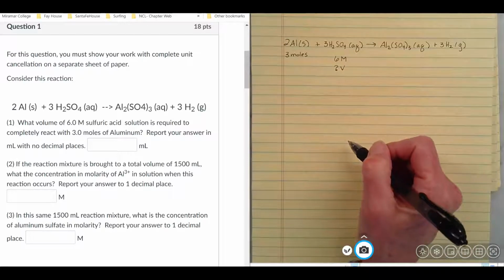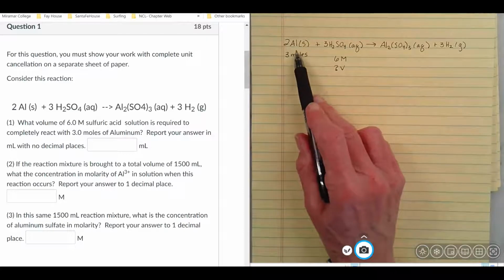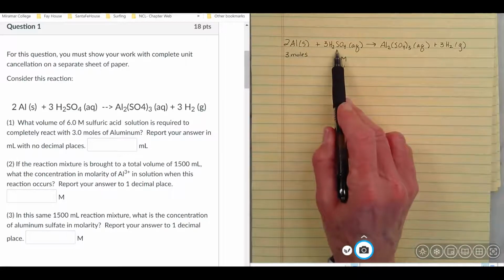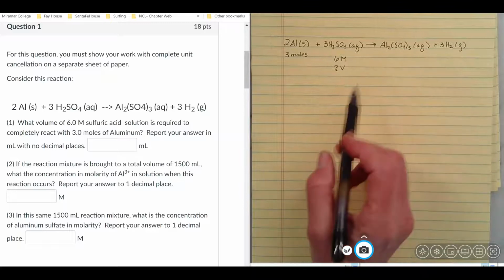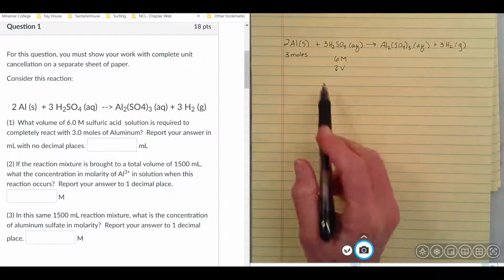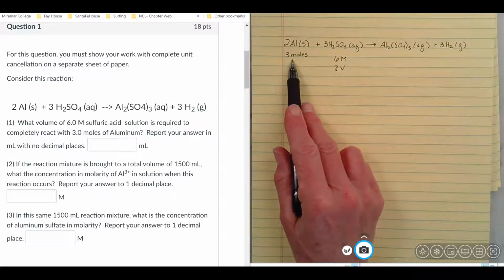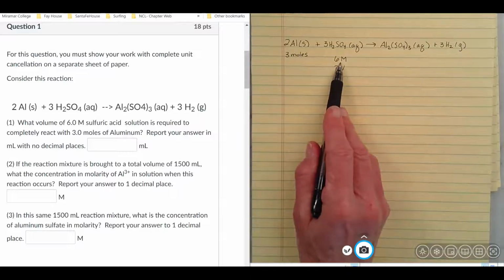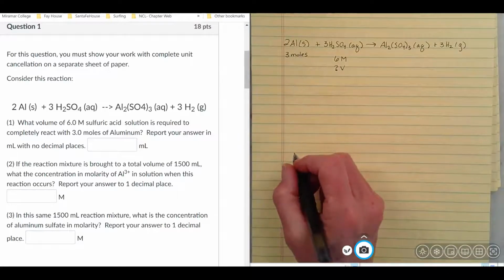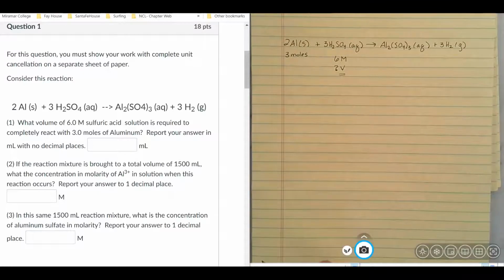We're going to go over the solution to question 1 from exam 5. You have this reaction of aluminum reacting with sulfuric acid to make aluminum sulfate and hydrogen gas. You are given that you're starting with 3 moles of aluminum and you have 6 molar sulfuric acid, and the question asks what volume of sulfuric acid do you need.